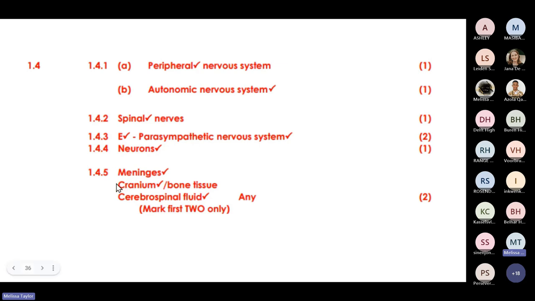Something I would just like to point out at cranium is this is often answered incorrectly as skull. So in life sciences, you need to make sure that you know the difference between the skull and the cranium. The cranium is the part that covers and protects the brain itself, whereas the skull is the cranium and all the bones of your face. So your cheekbones and your jaw bones, so your maxilla and your mandible, that is all together the skull. But your jawbone, for example, doesn't protect your brain. So we can't say skull here. This must only be cranium.